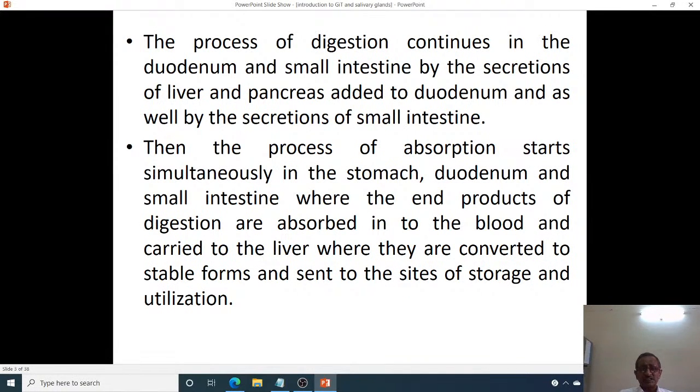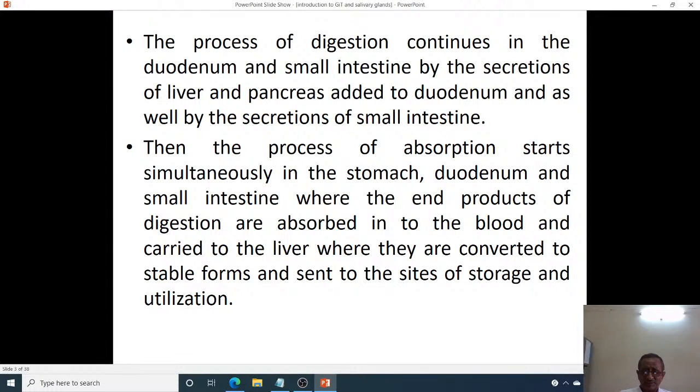Next, the process of digestion continues in the duodenum and small intestine by secretions of the liver and pancreas that are added to the duodenum. In the second part of the duodenum, there is a pancreatico-duodenal duct. No, the hepatopancreatic duct, that is liver and pancreatic duct, opening into the second part of the duodenum. And of course, the small intestine has its own glands, which also secrete enzymes. So these enzymes are acting upon this already partly digested food, and the digestion is continued.